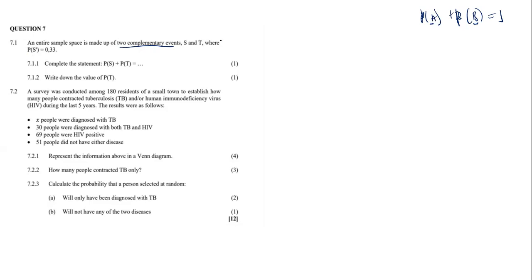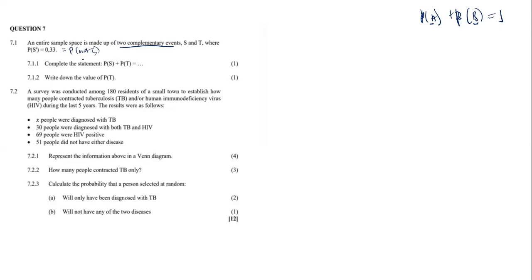So here, this prime simply means not. So here we are given the probability of not S. This is another notation that we can use to write probability of not S. We use S prime over there. If it is not S, what is it? It's anything else except S.